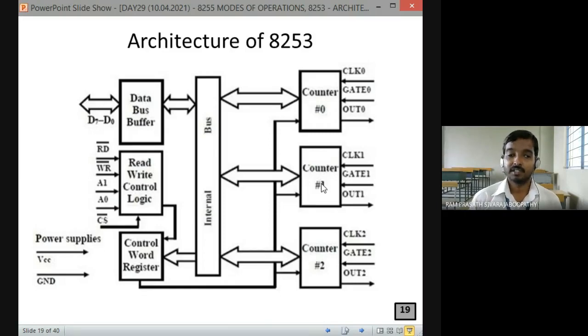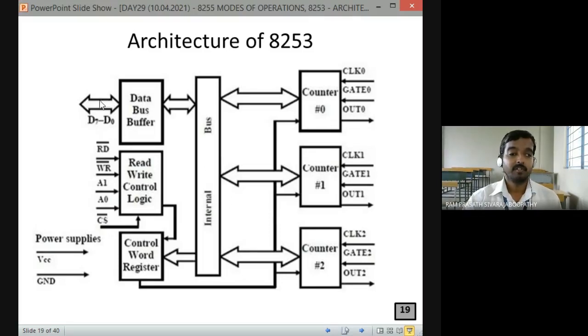Fine. What can be programmed, we will see next. As of now, based upon the control word I am writing, the counters are going to be configured. Is it clear up to this? So there are three counters and one control word register. The operation of the counter depends on what I write in this control word register. Correct? Modes of operation. Fine.